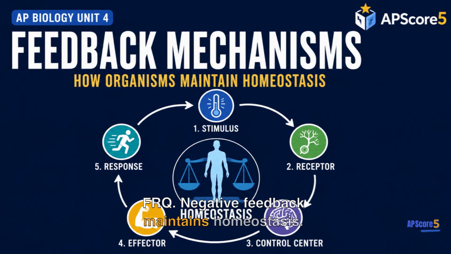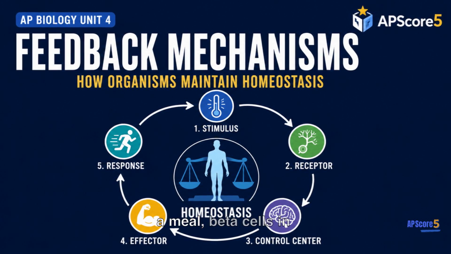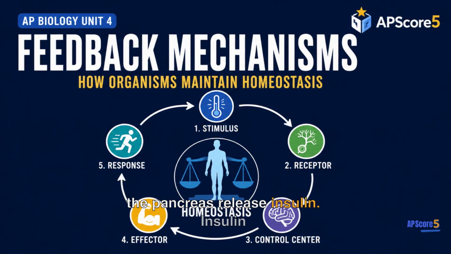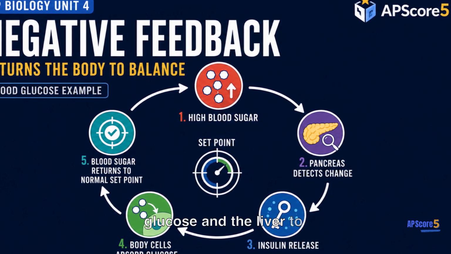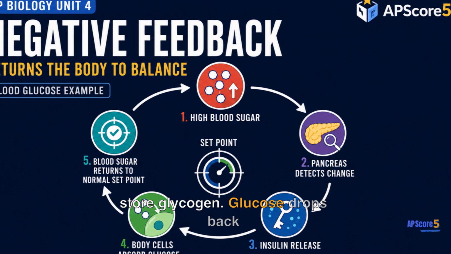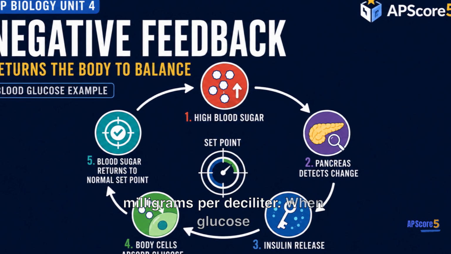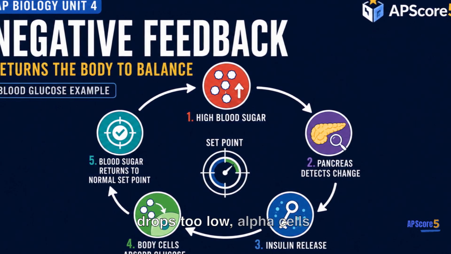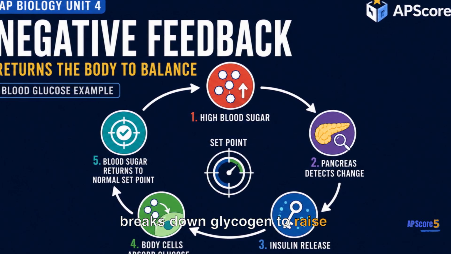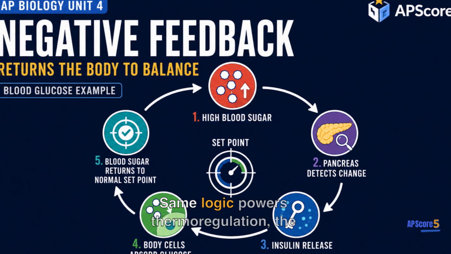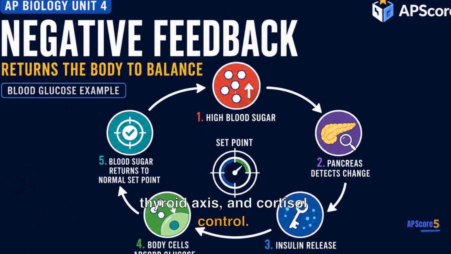Negative feedback maintains homeostasis. When blood glucose spikes after a meal, beta cells in the pancreas release insulin. Insulin tells body cells to absorb glucose and the liver to store glycogen. Glucose drops back towards 70 to 110 milligrams per deciliter. When glucose drops too low, alpha cells release glucagon, and the liver breaks down glycogen to raise blood sugar. Same logic powers thermoregulation, the thyroid axis, and cortisol control.